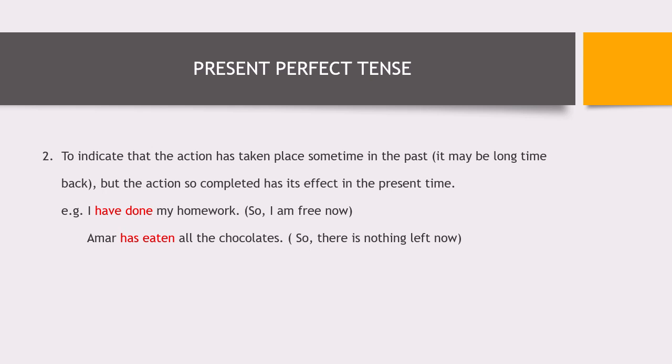Present perfect tense. 2. To indicate that the action has taken place sometime in the past. It may be a long time back, but the action so completed has its effect in the present time. For example, I have done my homework. So, I am free now. Amma has eaten all the chocolates. So, there is nothing left now.